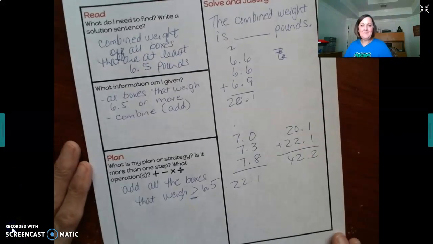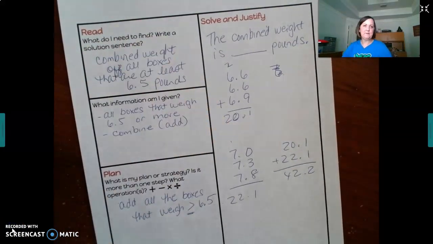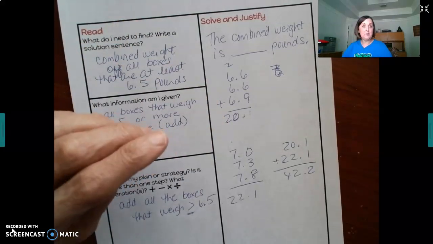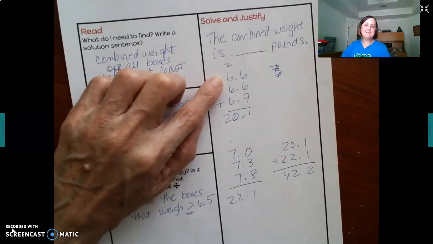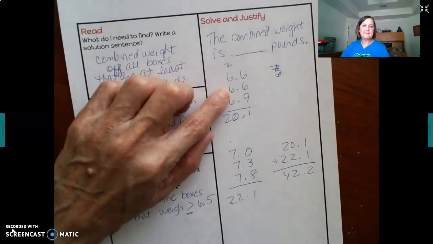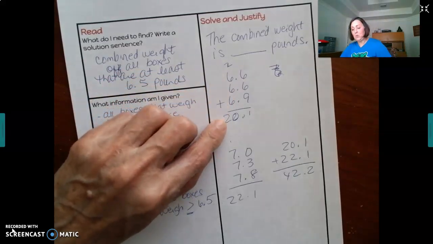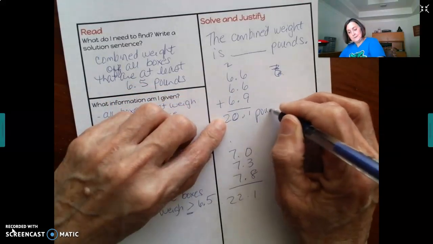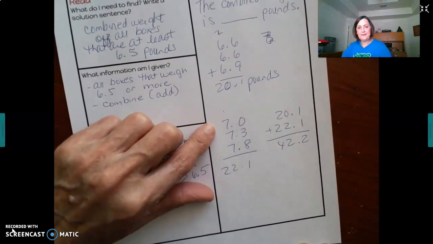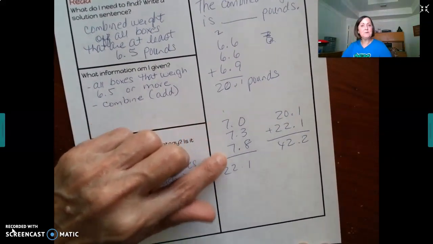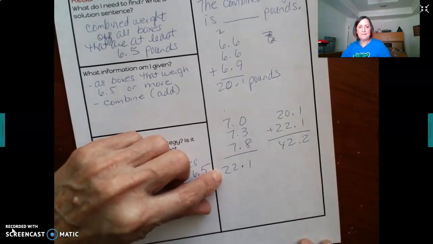All right, so hopefully you showed your work. What I did, I don't like to add 6 different numbers at one time. I know that you guys can add at least 3. So I added the boxes that were 6 6/10, 6 6/10, 6 9/10, and I got a total of 20 1/10 pounds. There's our label. And then I added the other 3 boxes, 7 0/10, 7 3/10, 7 8/10, and I got a total of 22 1/10 pounds.